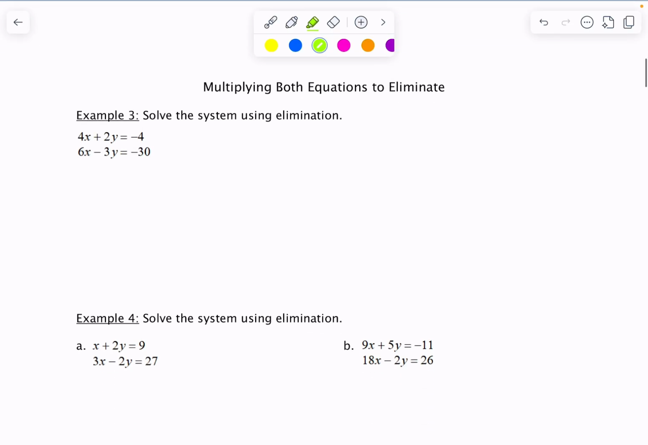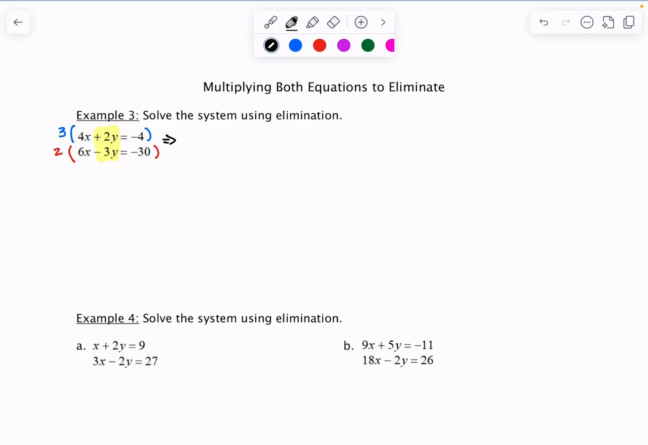So in example 3, I'm going to notice first the y's because they're opposite sign already. So that's great. I want two things that are opposite sign. But 2 won't cancel with 3, and 3 won't cancel with 2 if I multiply just one equation. So instead what I'm going to do is I'm going to multiply both equations. Multiply the top equation by 3 because 3 times 2 will get me 6. And the bottom equation I'm going to multiply by 2 because 3 times negative 3 times 2 is going to give me negative 6.